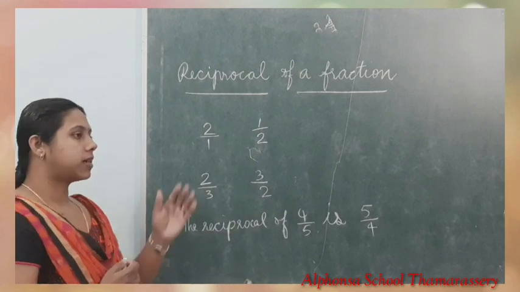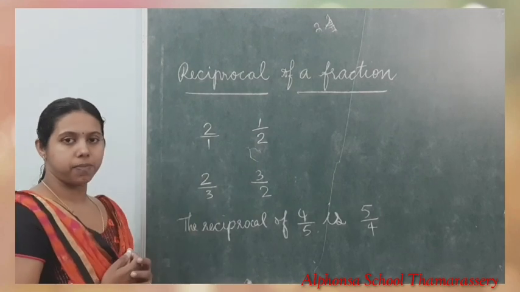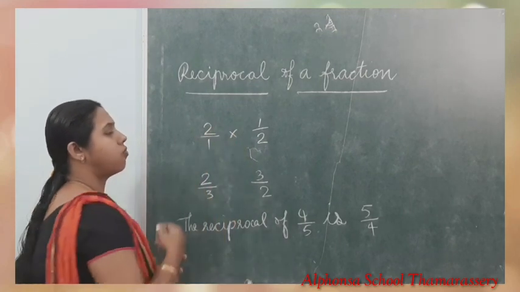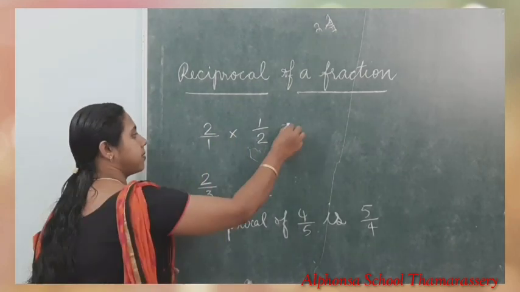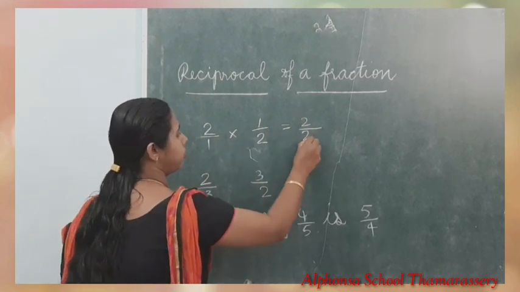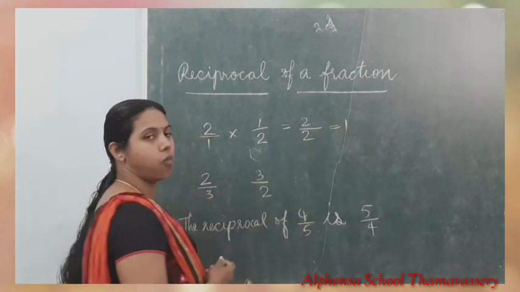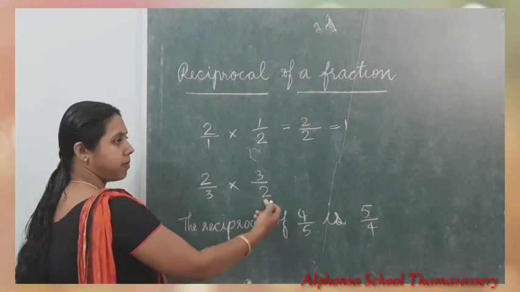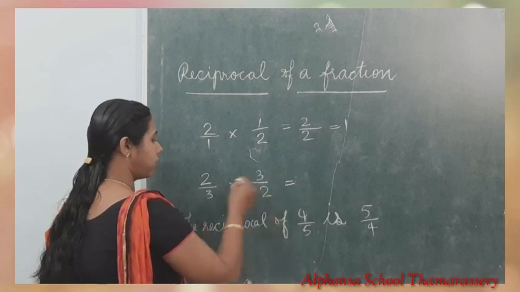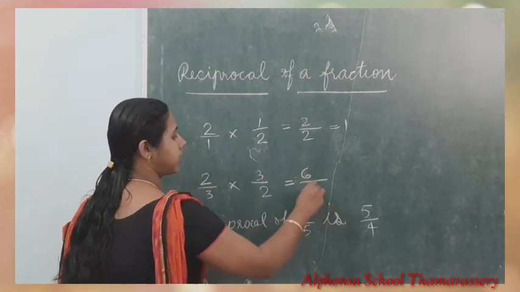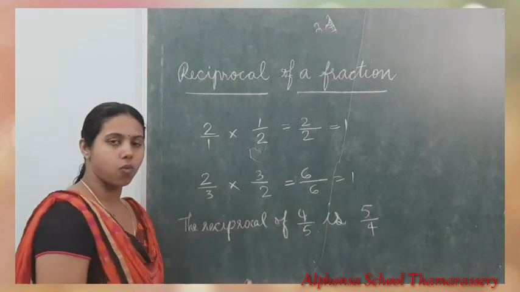Now just observe the product of these two numbers, the number and its reciprocal. 2 by 1 into 1 by 2. What is the answer? 2 ones are 2 divided by 1 twos are 2. 2 by 2 is equal to 1. And 2 by 3 into the reciprocal of 2 by 3, which is 3 by 2. The product of these two will be 2 3s are 6 divided by 3 2s are 6. 6 by 6 is equal to 1.